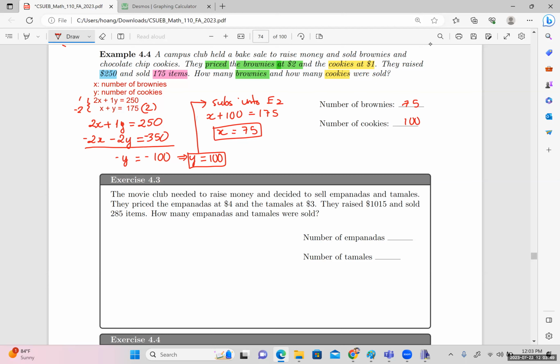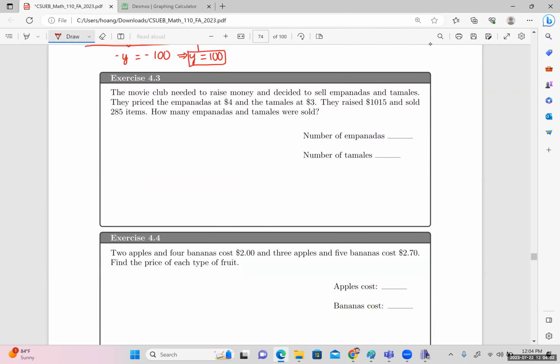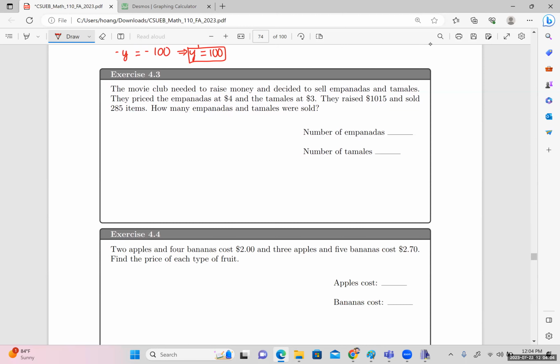So that will be the application for linear systems, right? Okay, so we may want to try exercise 4.3. Let's set up the equations first, right?